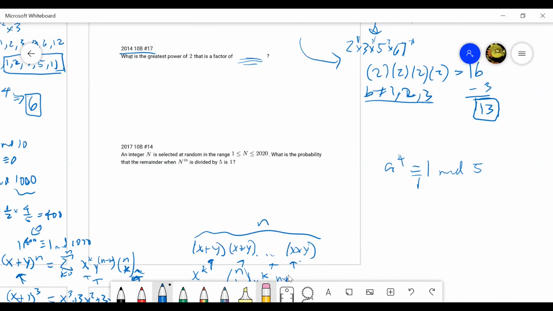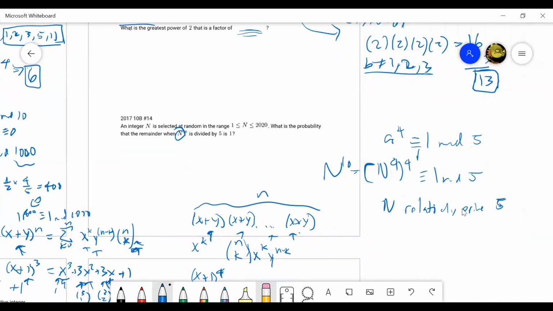And for integer n, we have n to the 16th. Obviously, n to the 16th is some number n to the 4th power, to the 4th power. So this is clearly also equal to 1 mod 5, under the condition that n is relatively prime to 5. Because if n is not relatively prime to 5, this number is going to be equal to 0, because they have to be divisible by 5. However, that means that for all numbers not divisible by 5, it's equal to 1. And now that kind of just gives you your answer.